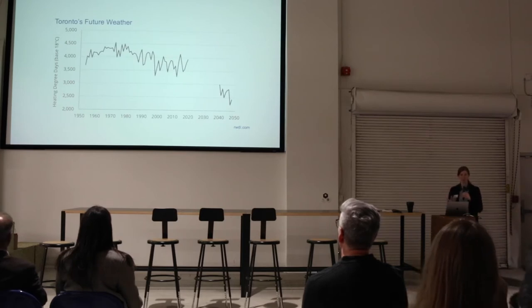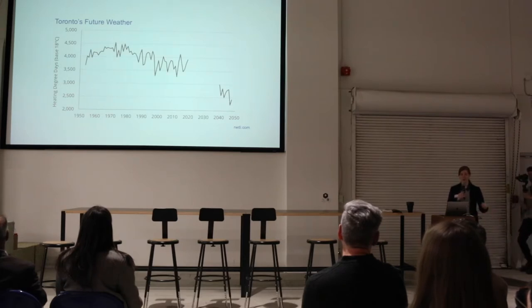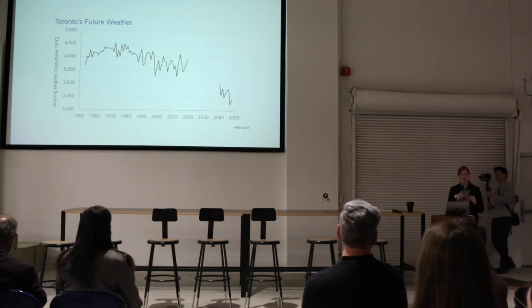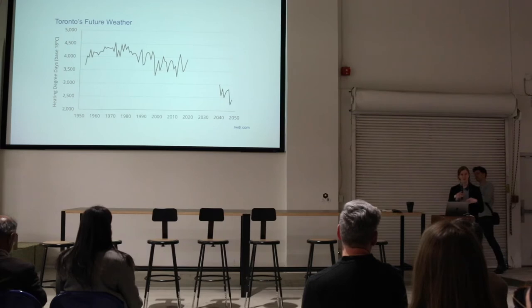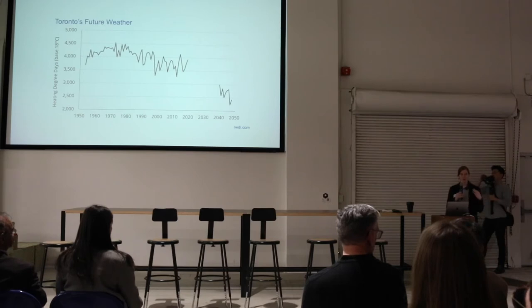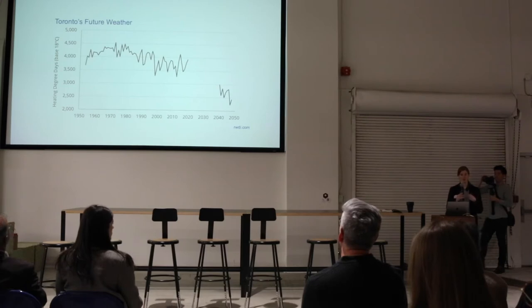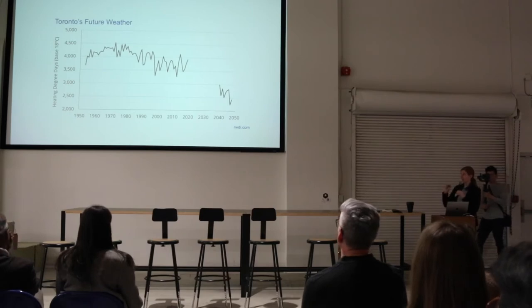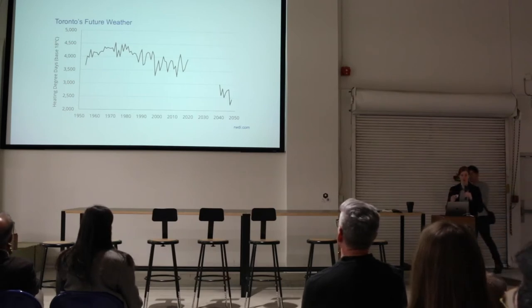The second component of this graphic is looking at Toronto's future weather. So in 2011, the City of Toronto commissioned a study by a consulting firm, Senate's Consulting, and they forecast the hourly weather of Toronto for 2040 through 2050. We wanted to take that information and kind of translate it into a format that makes sense to us as engineers in our office. So we calculated the heating degree days. And what you're looking at here is the heating degree days from Toronto Pearson Airport from 1953 forward to 2019, and then jumping forward from 2040 to 2050.